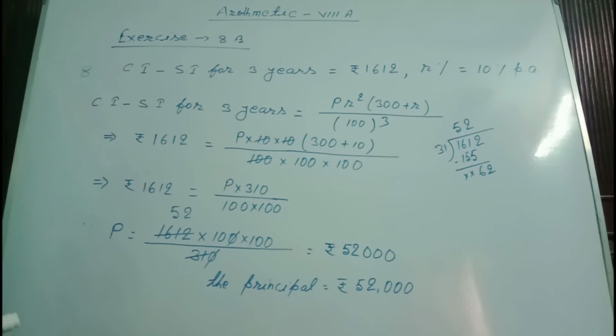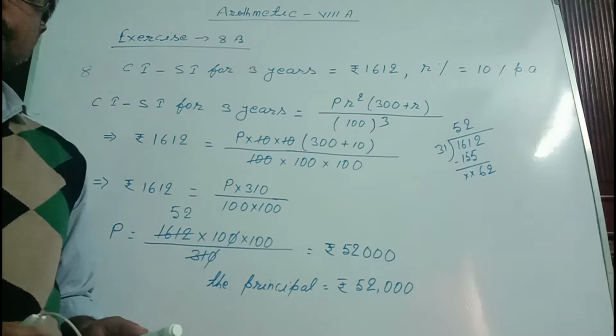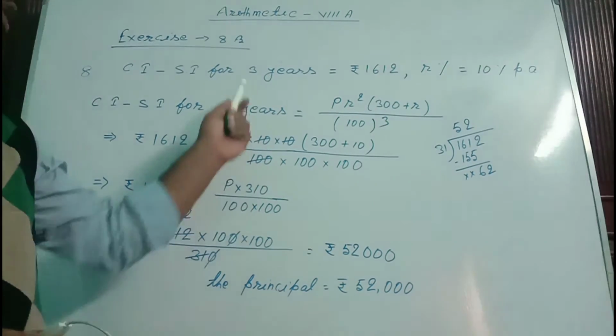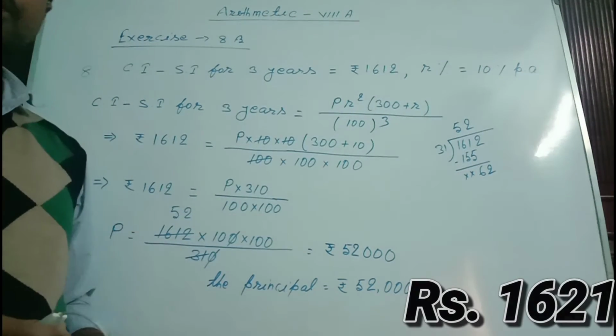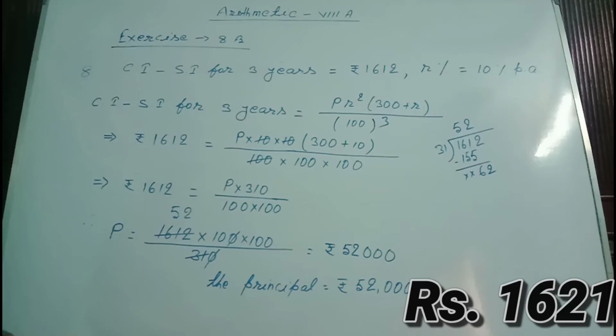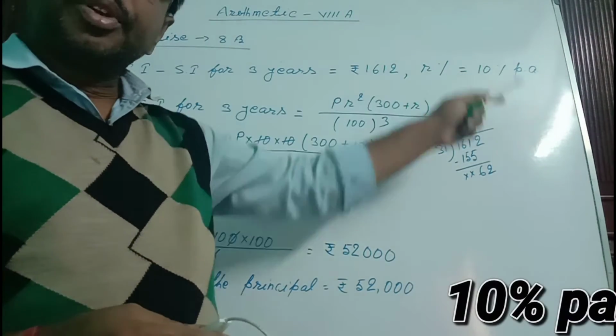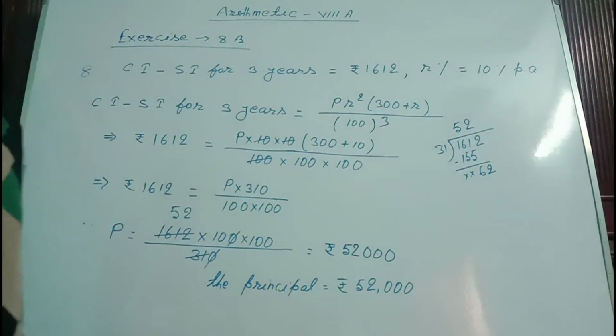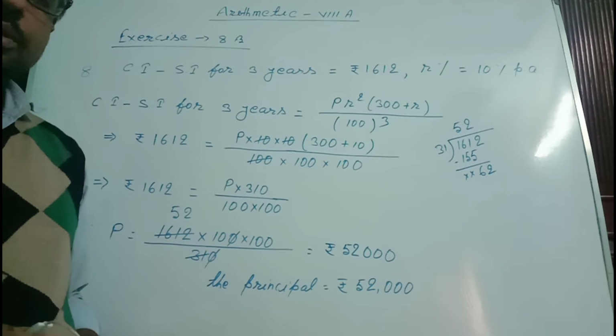In question number 8, CI minus SI, that is the difference between CI and SI for 3 years, is given, that is 1612. R% is given as 10% per annum. We are asked to find the principal. Here we have a shortcut process.